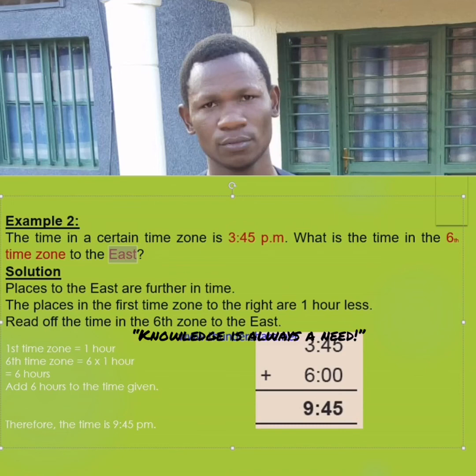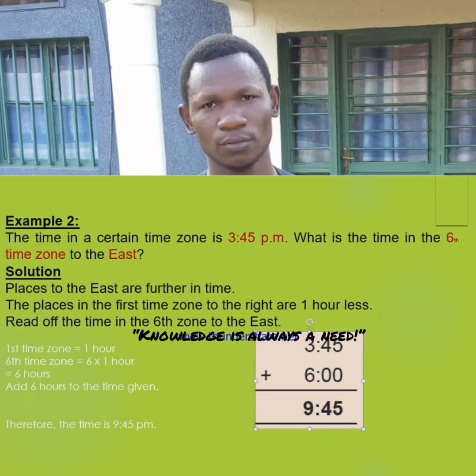We add. That is why the sixth time zone means 6 hours from the given time. It is 6 hours from 3:45 p.m., but we add because we are going to the east. That is why here, as a solution, we have said that the first time zone is 1 hour, the sixth time zone is 6 times 1 hour, which is equal to 6 hours, and then we add 6 hours to the given time. The given time is this one. So we have 3:45 plus 6, which is equal to 9:45.